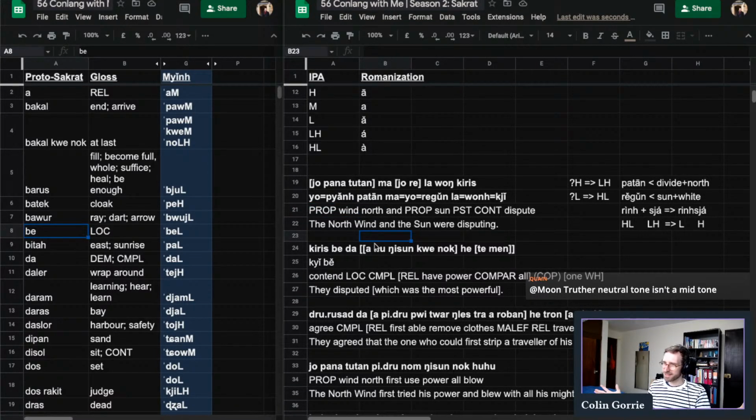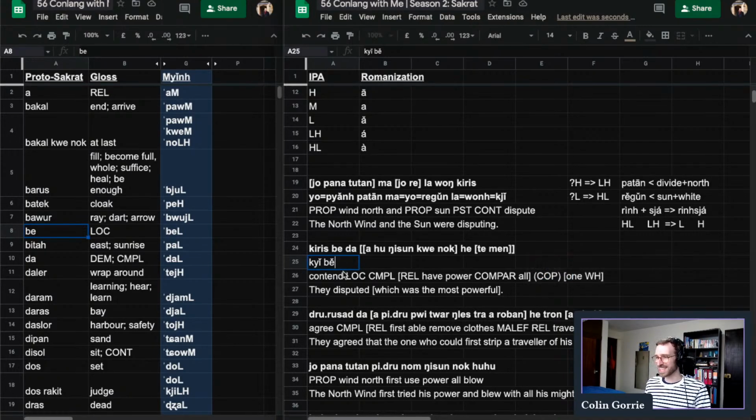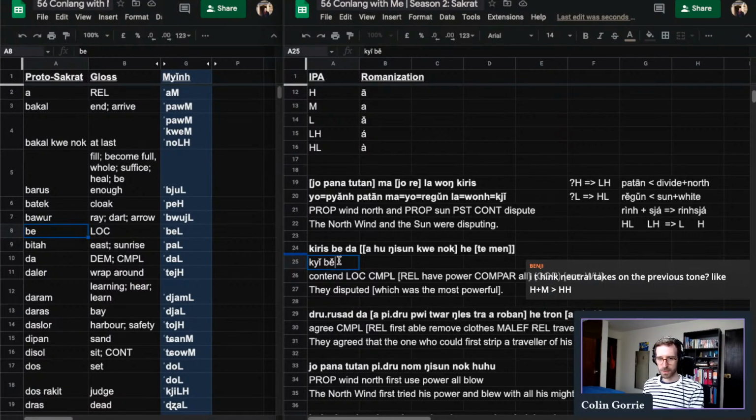I like that. Okay, so then what do we have? Something a lot easier for me to say. Yo pian patan mayore gun lawon ki. Yeah, I mean, you're gonna laugh at my tone pronunciations for a while as I get used to this language. But that's fine. That's what we're here for. Having a good time. So beda.